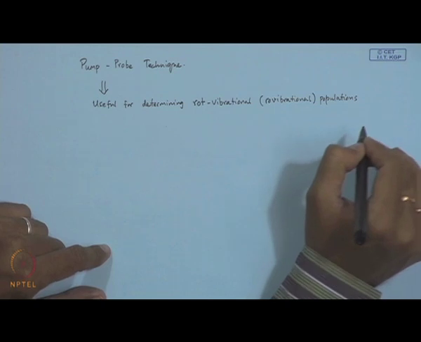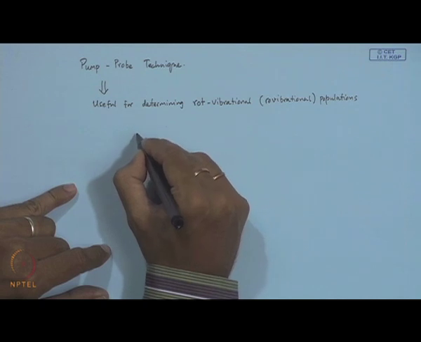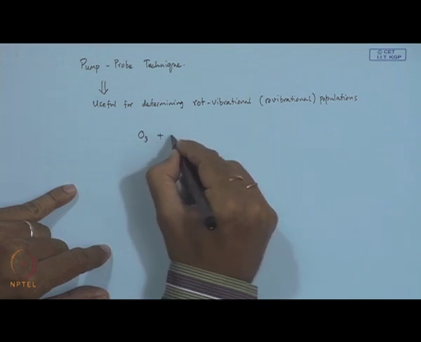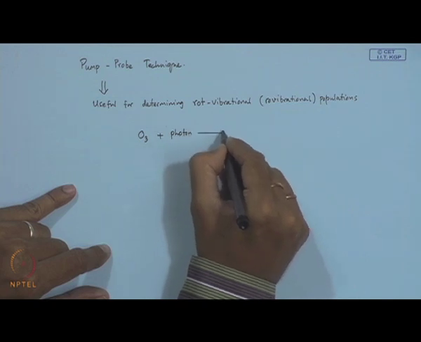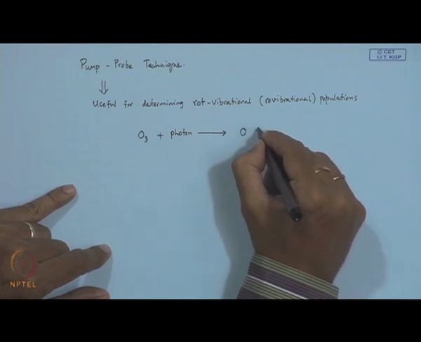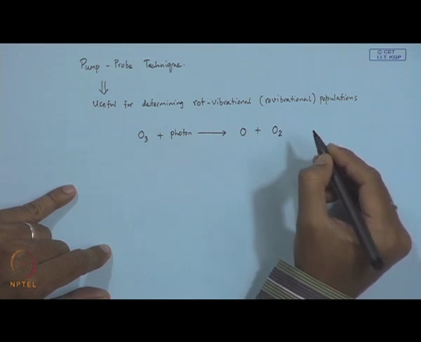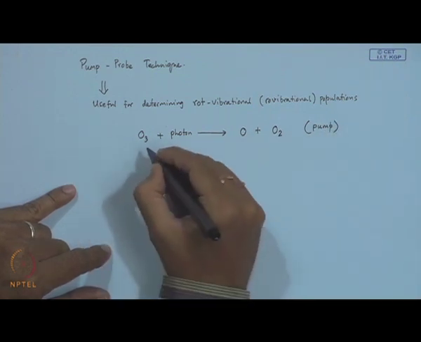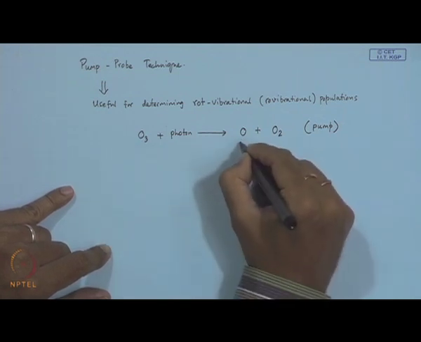Okay, so as an example, say you have got ozone, O3. You shine it with a photon. Photodissociation leads to O plus O2. So this is your pump. And this nascent O, maybe in the 1D state.